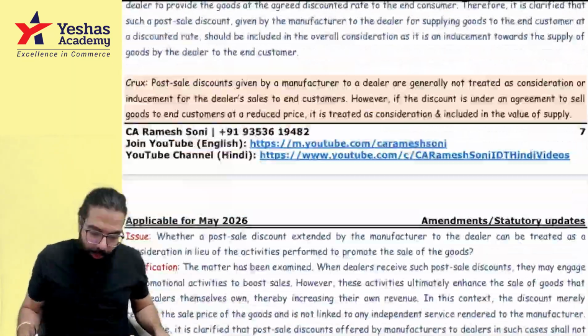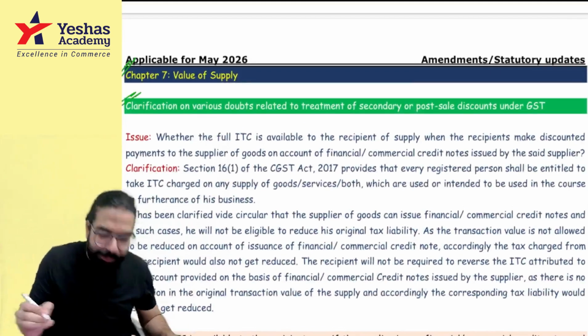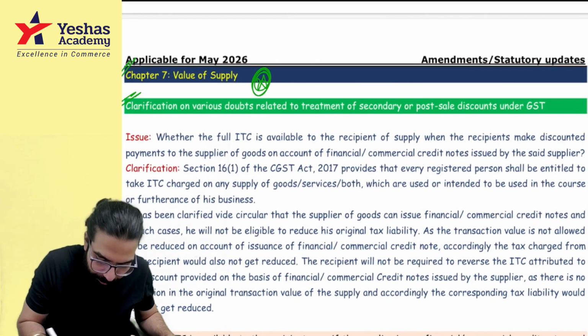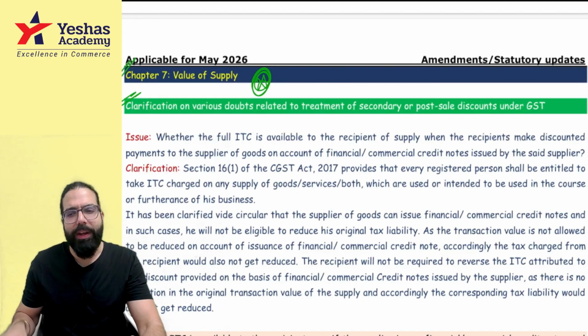Done. So this change I have told you. Besides that, there is a circular which has come this time. This circular, I believe, is very, very important from the exam point of view. Please mark it, everyone. Sir, what is this circular telling? Everyone listen to me very carefully.